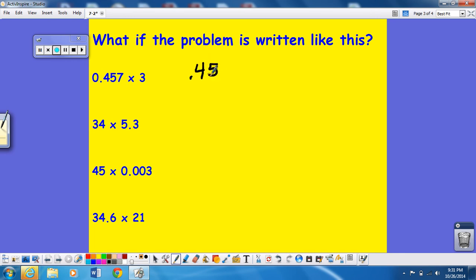So I'm going to write 457 thousandths times 3. Now remember, I'm going to ignore this decimal point at this point. 3 times 7 is 21. 3 times 5 is 15 plus 2 is 17. 3 times 4 is 12 plus 1 is 13.